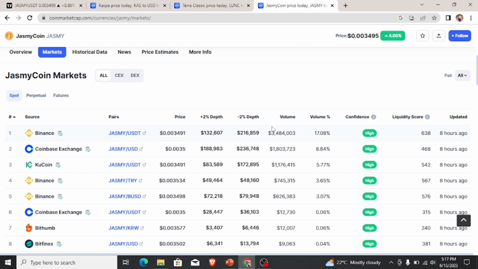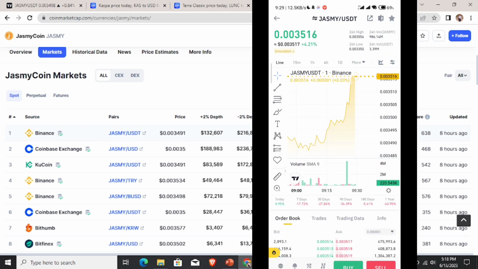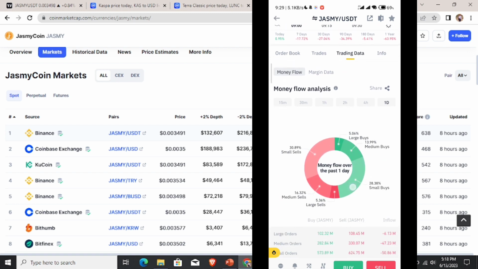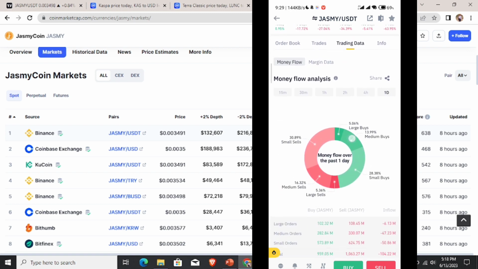And you all know what a sell pressure can cause for a coin. It actually helps in reducing the price of the coin. It aids a downtrend on the coin. And if we are to refer to Binance, you would also see a similar thing on Binance. Now on Binance, we have the sell orders lower than the buy orders. On the buy orders, if you are to check the data, this is the total data of the transactions on Binance. We have large buys about 5.06%. We have medium buys about 13.99%. And then we have small buys about 28.38%.